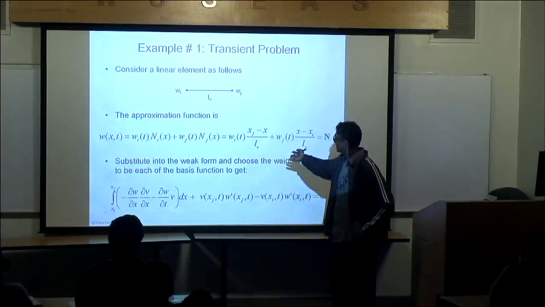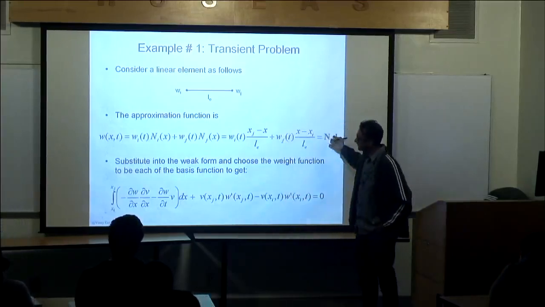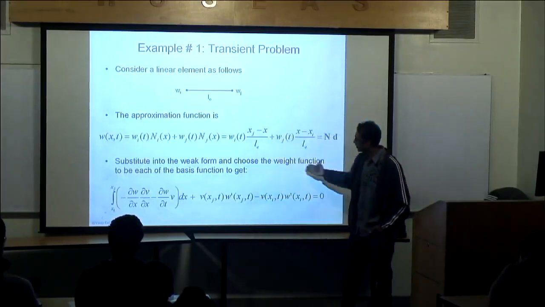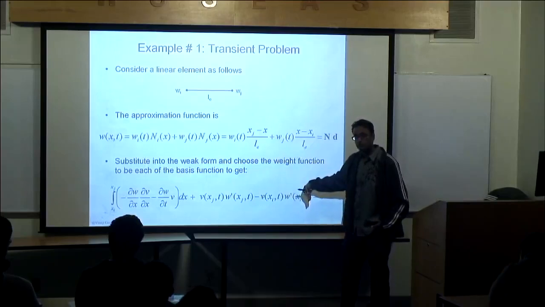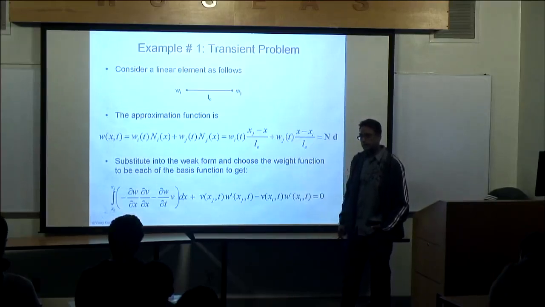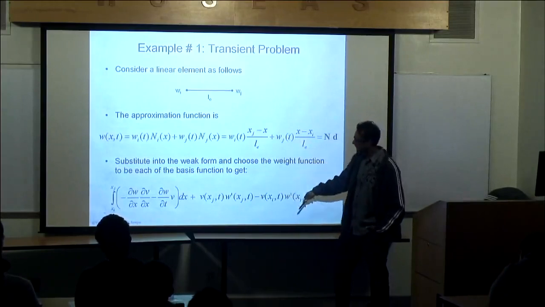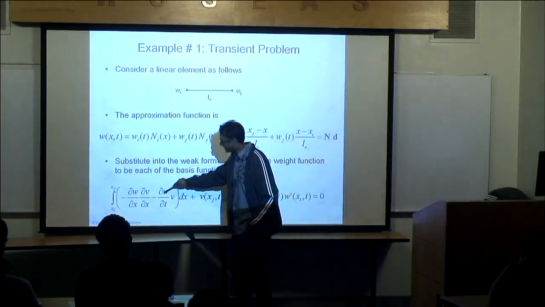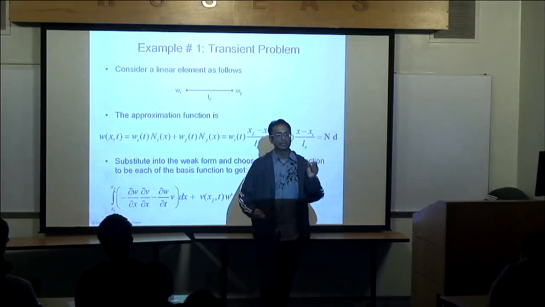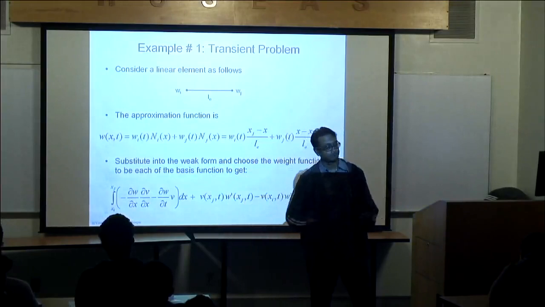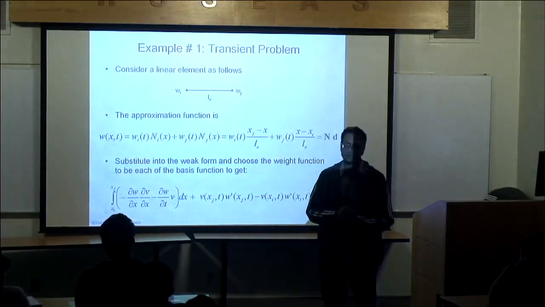Okay, so now I think the next step is quite simple. Actually, we just take this approximation function and plug it into my weak form to enable weak form Galerkin. What do I select my weight function to be? My basis functions, which are what? My shape functions. They're the shape functions in this problem.